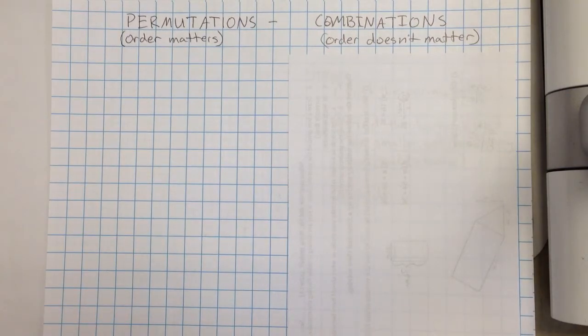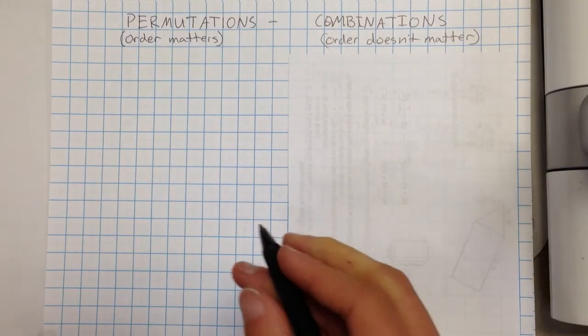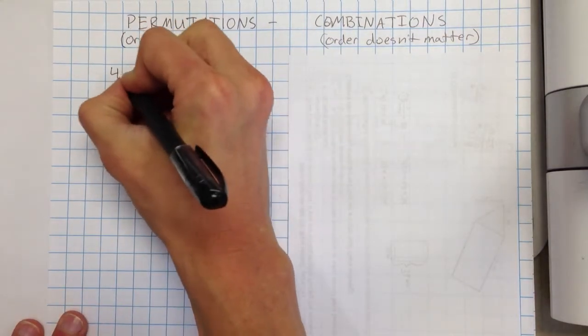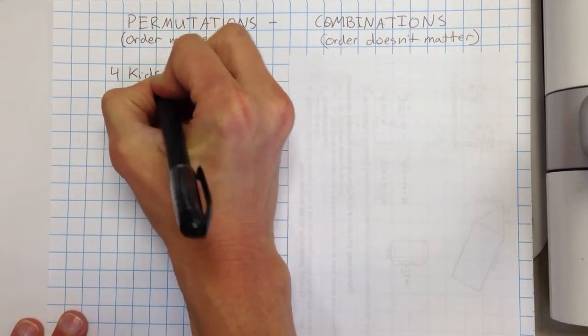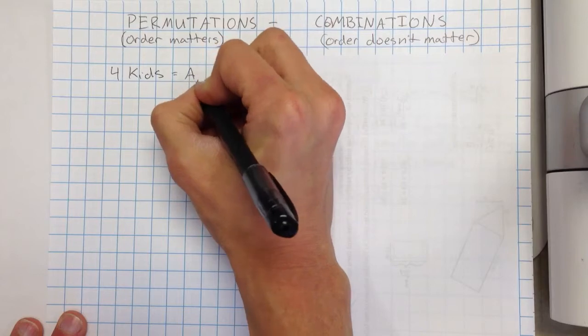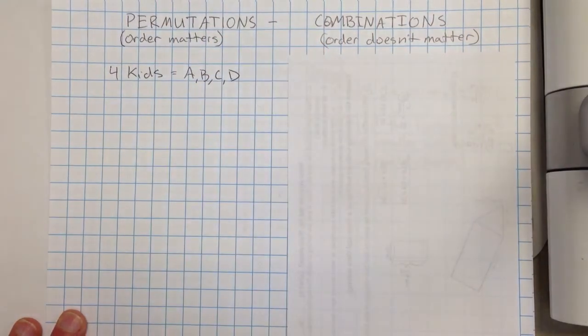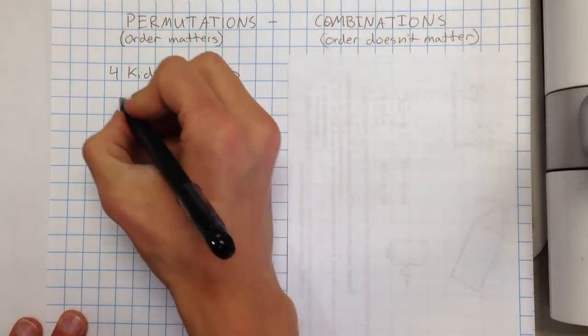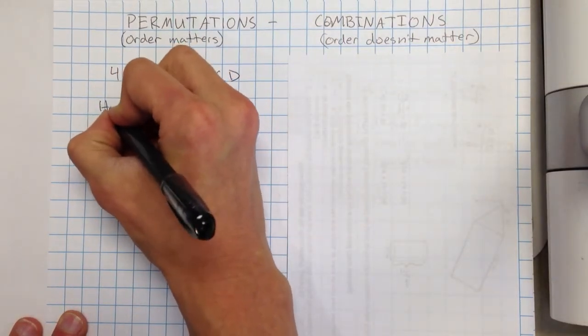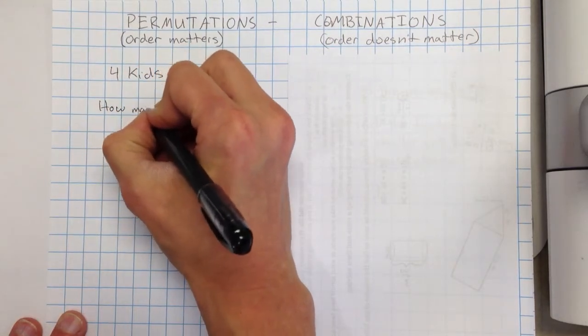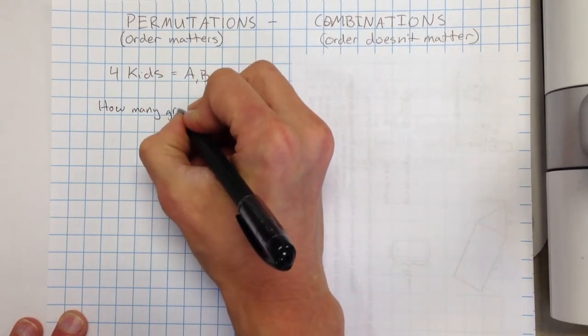Okay, so to give you an example of what this might look like, let's say, for example, you have 4 kids. We're going to give them really creative names of A, B, C, and D. Okay, just to make things easier. So one kid's named A, one kid's named B, C, and D. And if we wanted to make groups of 2, we want to say how many groups of 2.